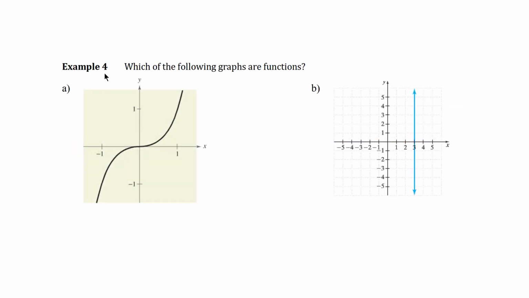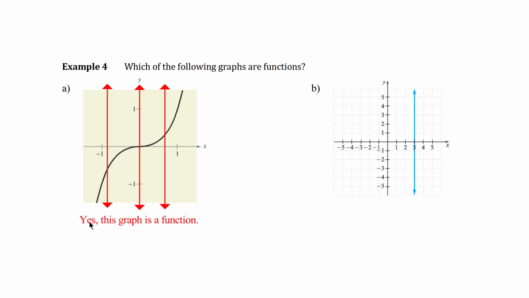In example number 4, which of the following graphs are functions? For part A, we need to apply the vertical line test. So you can see here that I have 3 vertical lines crossing the graph, and they only cross the graph once. Because it's not possible to draw a vertical line crossing any part of this graph more than once, this means that yes, this graph is a function.